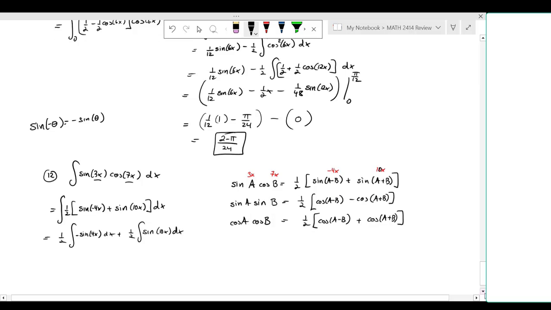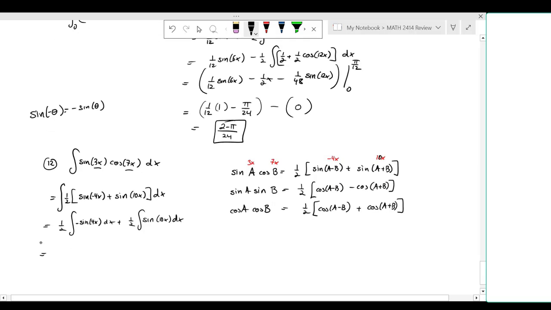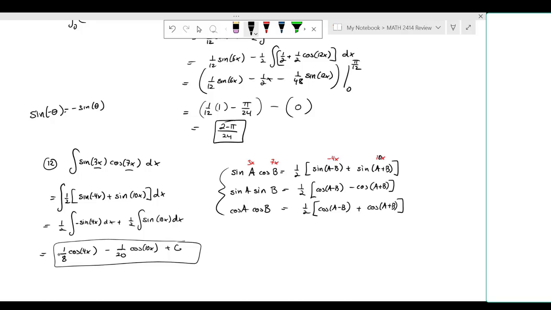So we're just going to integrate term by term, and these are simple enough integrals. So they might ask you to use these identities. Okay.